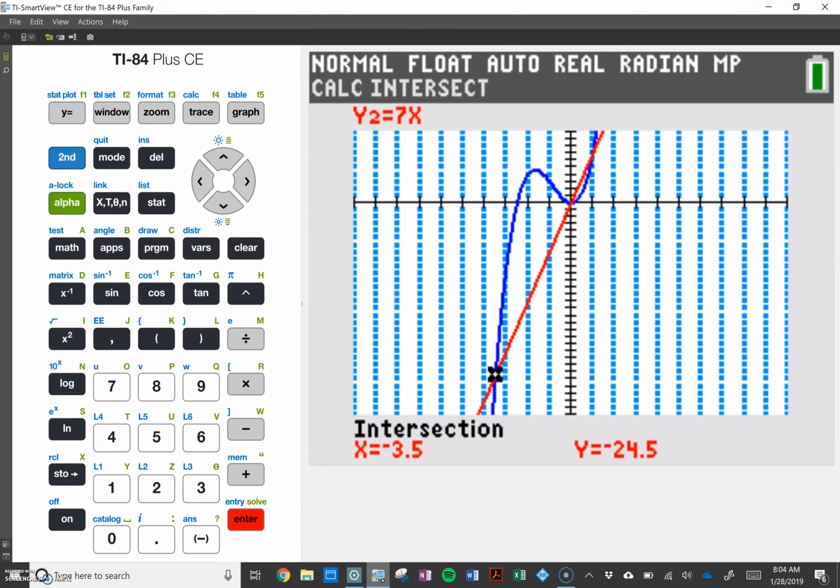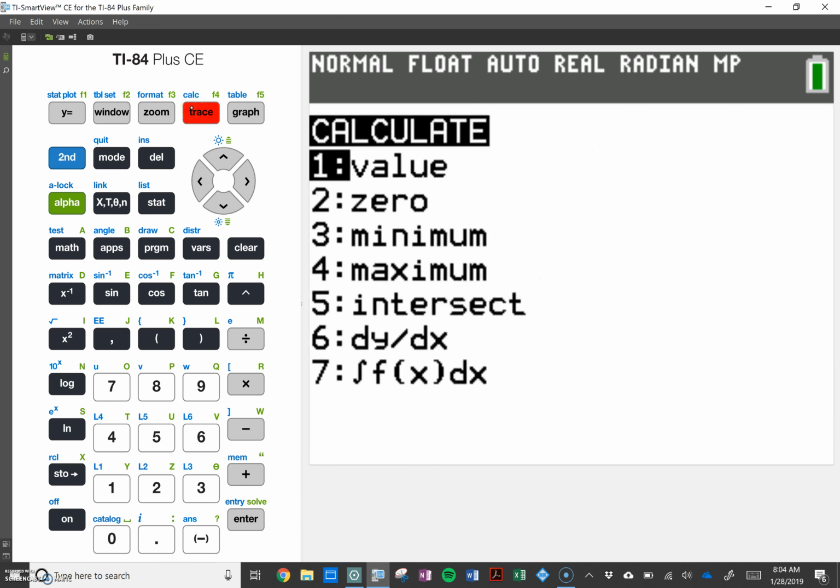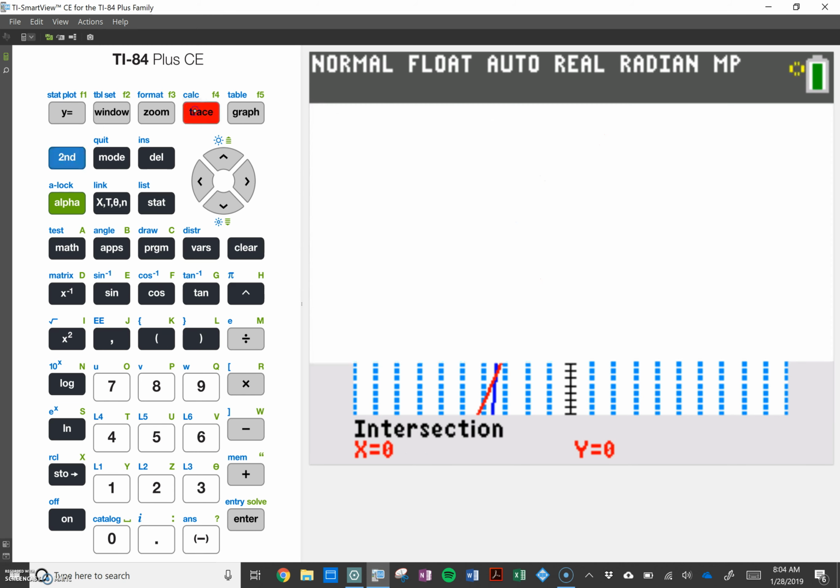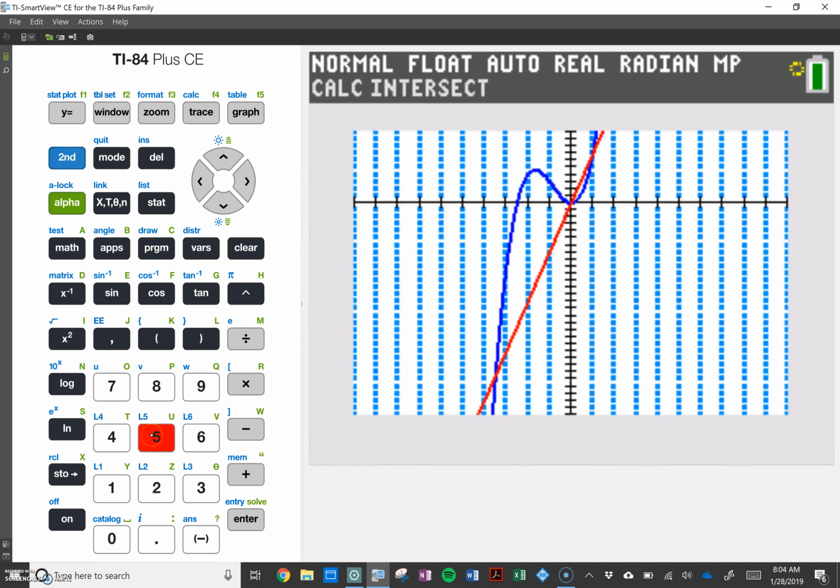Going back to my graph, second calc, intersect. I need to get at least halfway there. Hit enter 3 times. x equals 0. And my third point, intersect again.